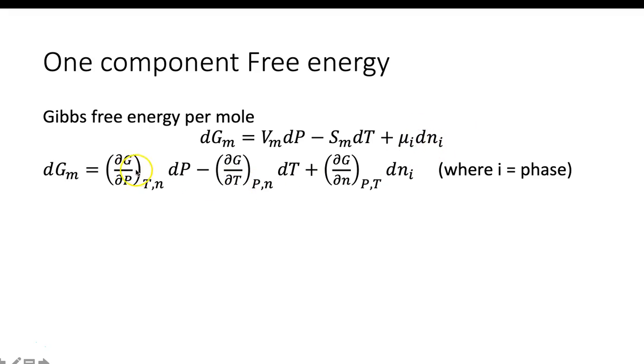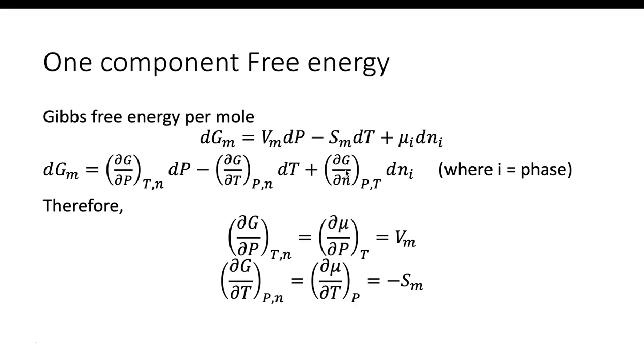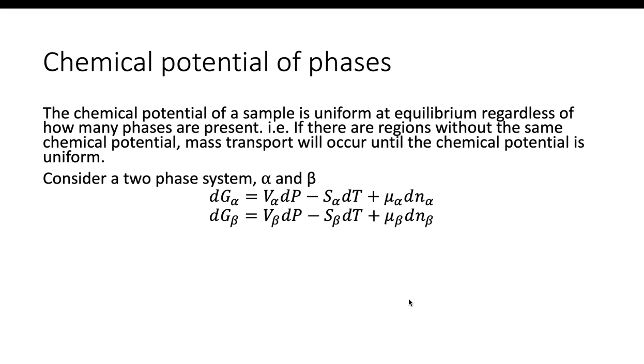Now we also know that we can expand the differential equation in terms of partial derivatives. So we have these, which means that our partial derivative with respect to mu, within a particular phase, as you change pressure, is the molar volume of that particular phase. So for each individual phase, we have this partial derivative that's the molar volume or minus the molar entropy. Okay, so we're going to use that to describe phase changes.